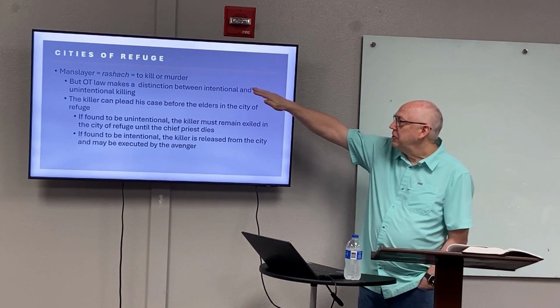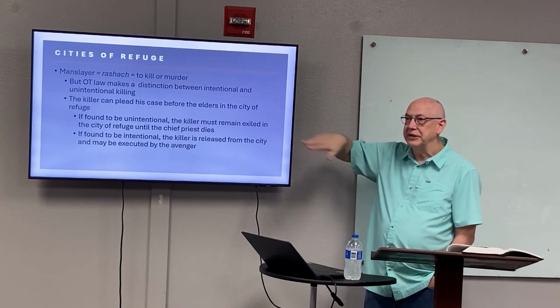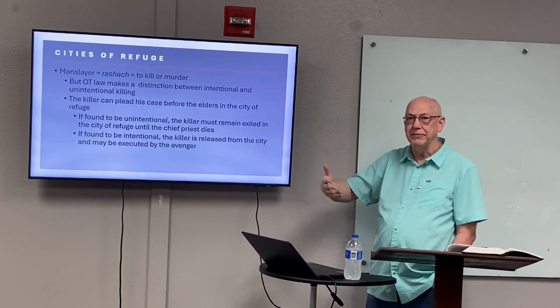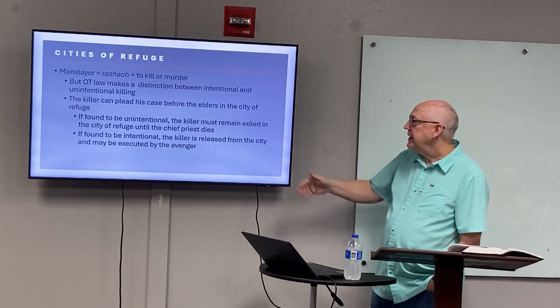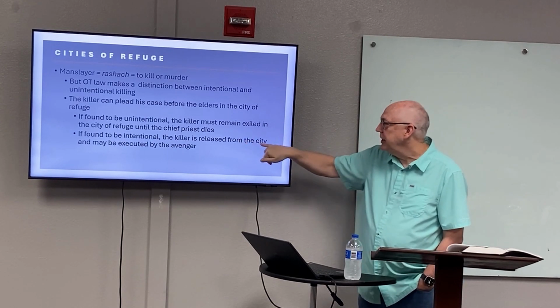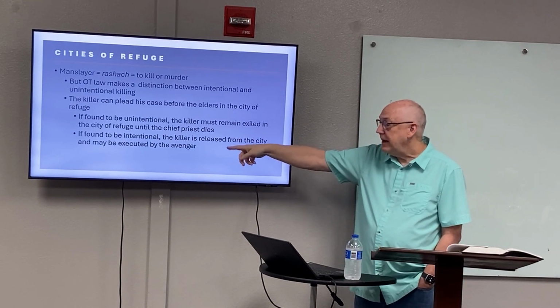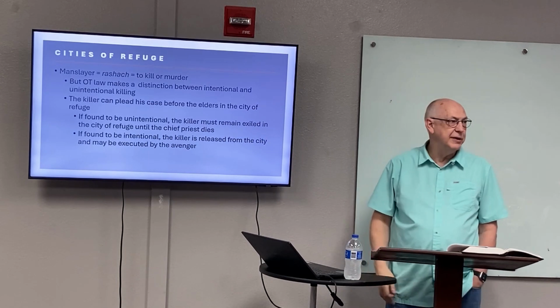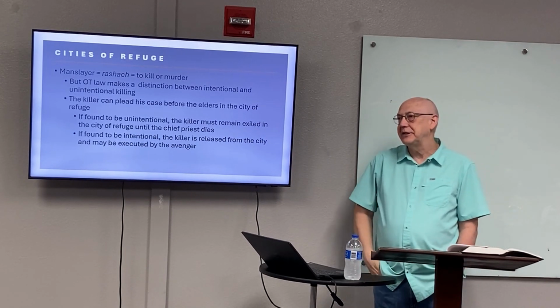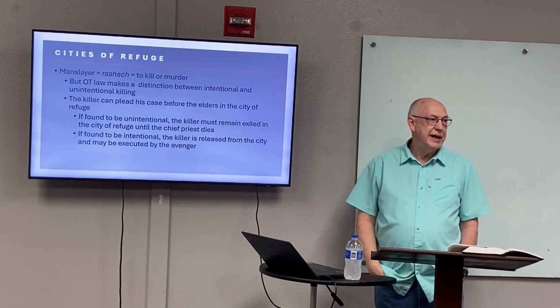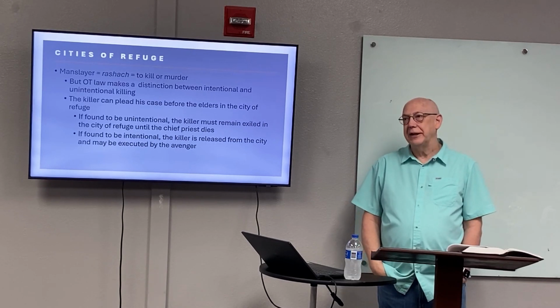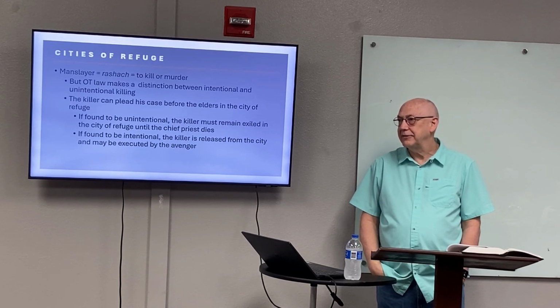So the word is the same, but the law makes a distinction between the intent of the heart. Make sense? Okay. And if found to be intentional, the killer is then released from the city and may be executed by the blood avenger. The blood avenger is typically the closest family relative, so they have a right to pursue the murderer and execute them.